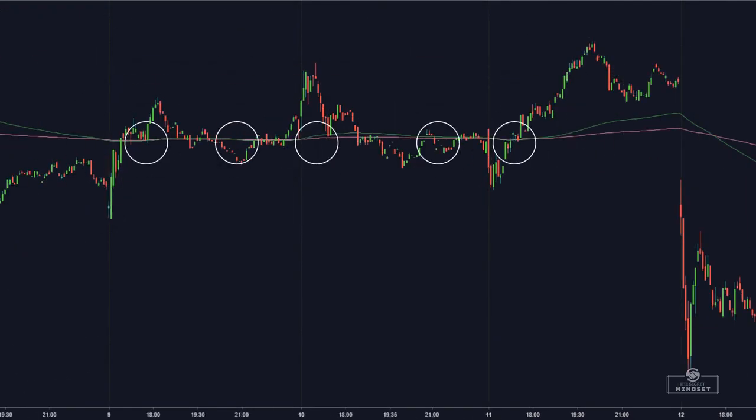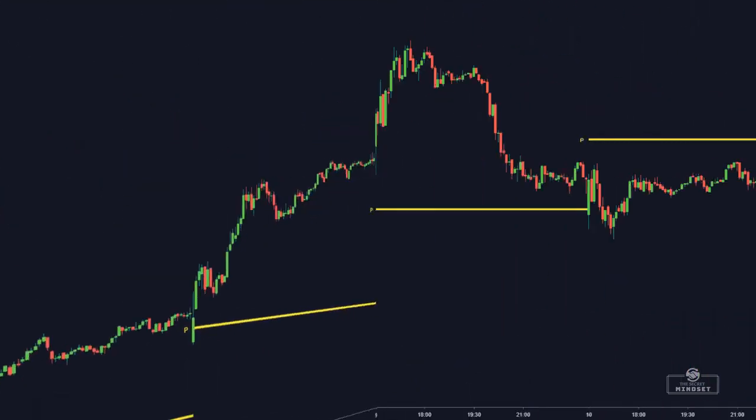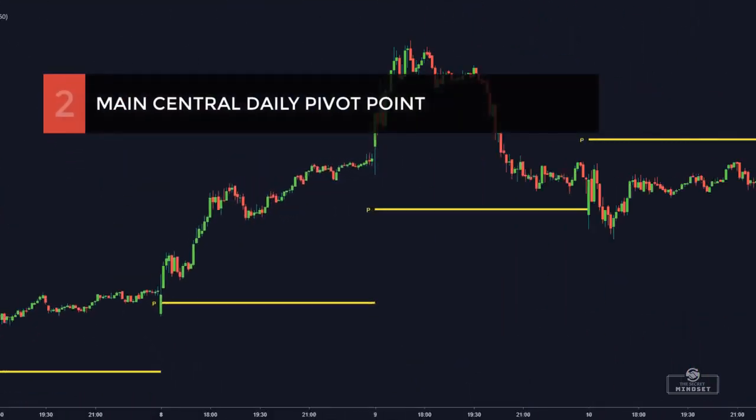When you see a crossover or multiple crossovers between the EMAs in the previous day, like in this Netflix chart, abandon the setup because you will most likely enter the market when it's in a range, and go search for other day trading opportunities. The second technique takes into account the main central pivot point of the day.